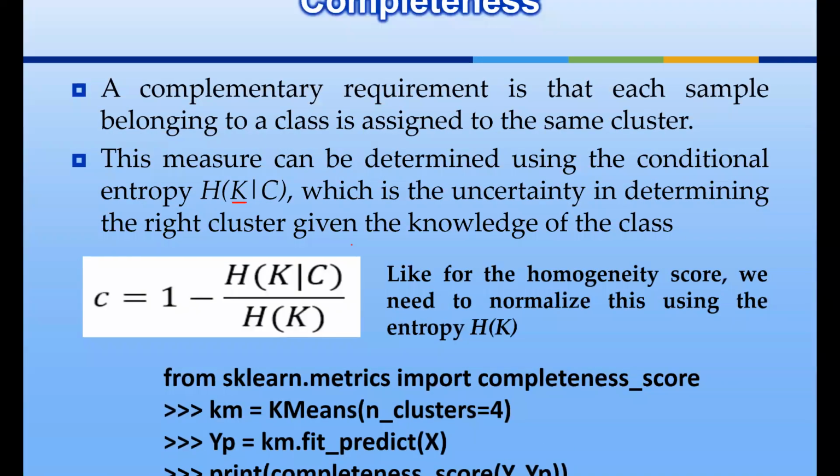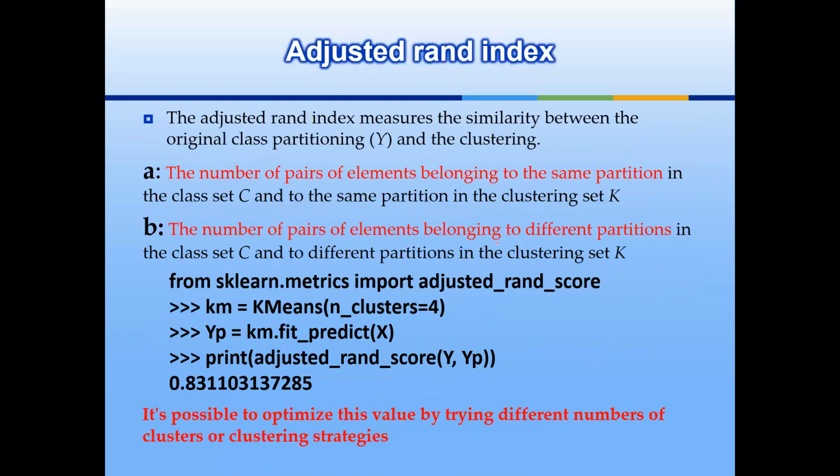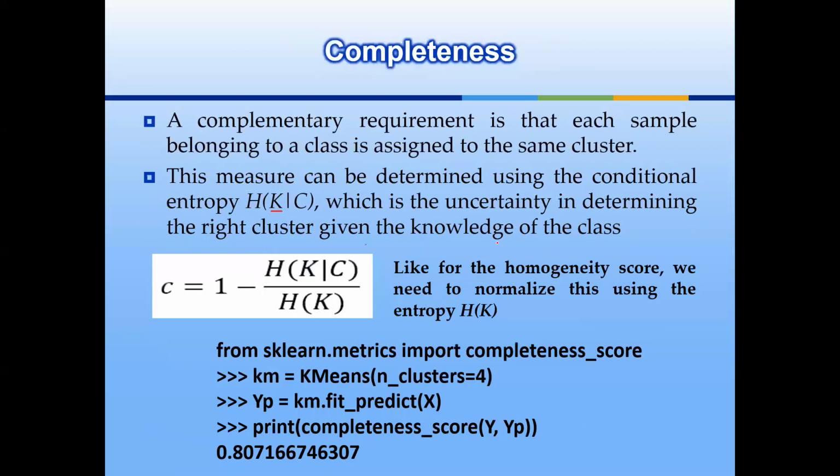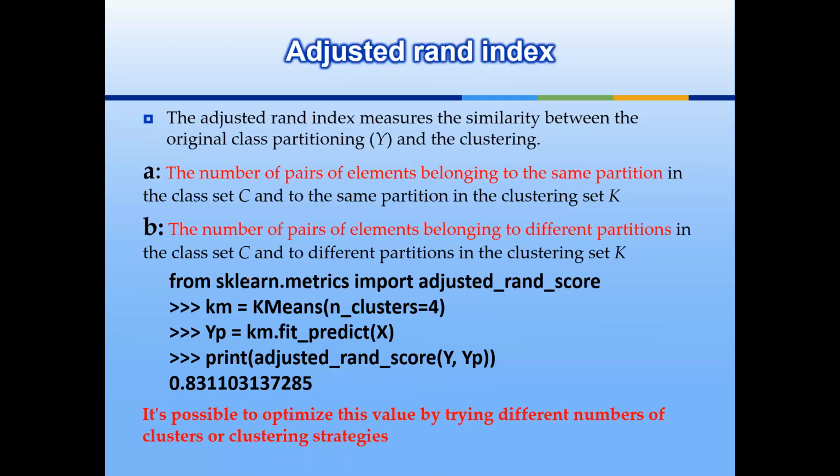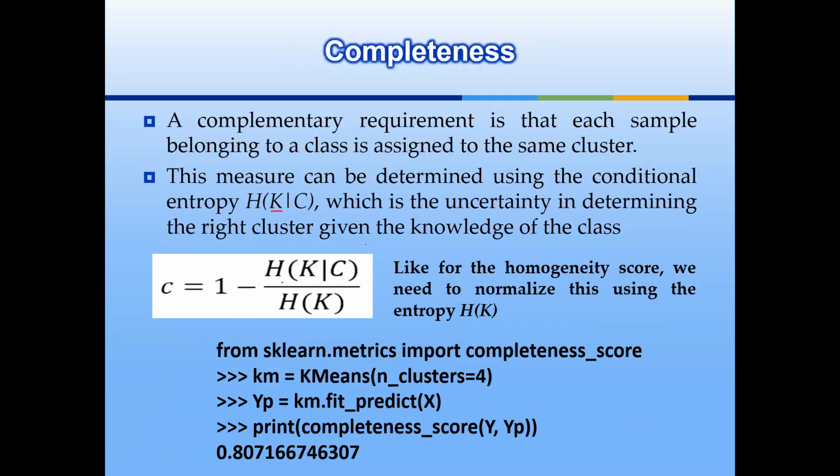So if you observe here, this function is similar to the previous method, only here my C represents the completeness score: 1 minus H of K for the given C, divided by H of K. Again, like the homogeneity score, we need to normalize this using the entropy H of K. Right? So here is the scikit-learn code for the completeness method.